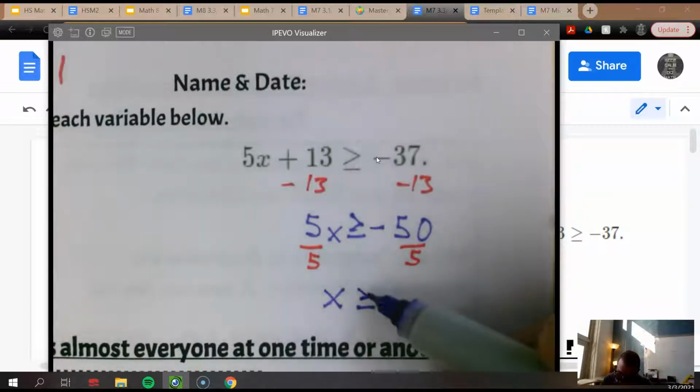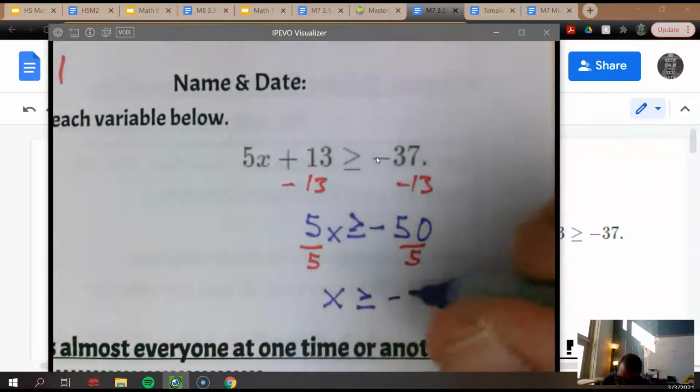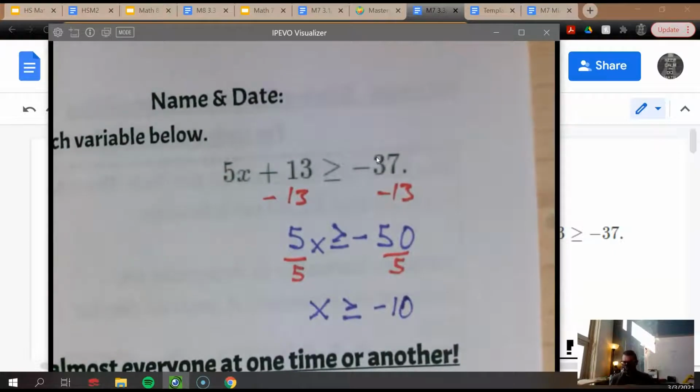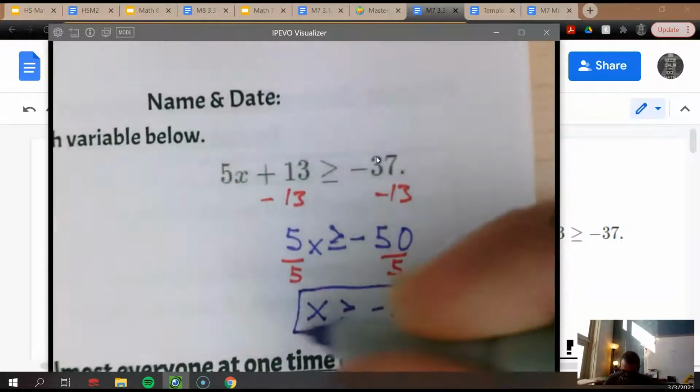Yeah, x is greater than or equal to, or like allowed to be, right? But how we technically say it is "or equal to." Absolutely, good job. X is greater than or equal to negative 10.